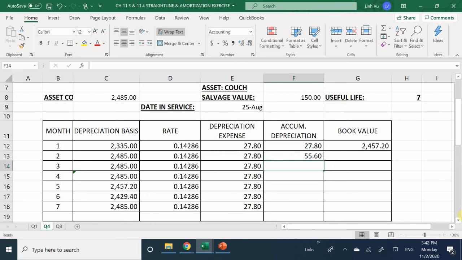5560. 5560, making my new book value to be $2,429.40. Good. All right. What's my accumulated depreciation for the third month?